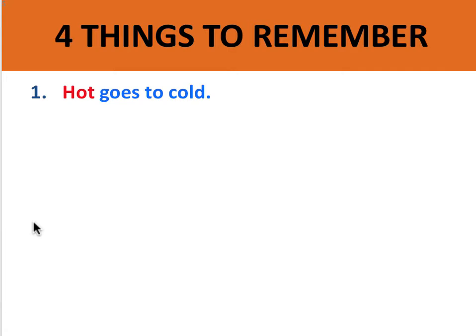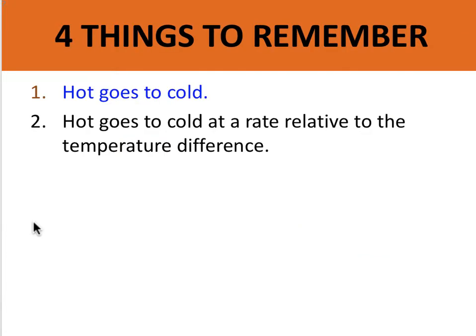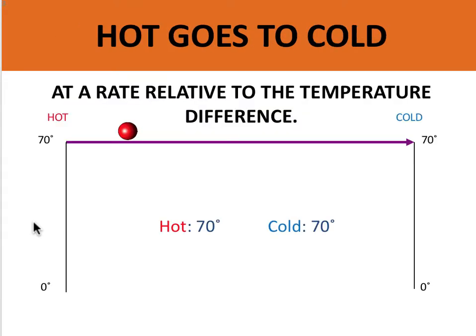Four things we have to remember. Hot always goes to cold. Always. Hot goes to cold at different rates relative to the temperature difference. So in this slide, we see the hot and the cold are both at 70 degrees. There's going to be no movement of heat back and forth between the two environments. When inside and outside temperatures are the same, there's no heat transfer. That's called thermal equilibrium. In this case, the red and blue ping pong balls are just as equal.